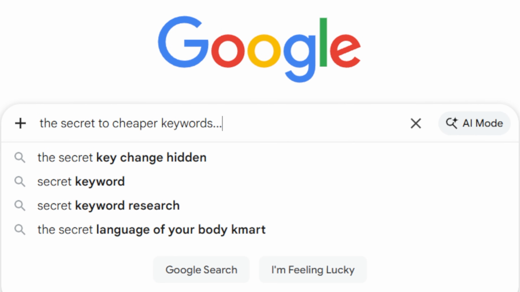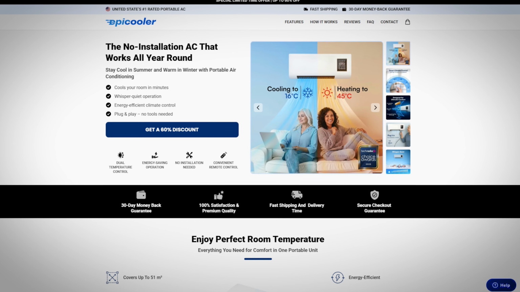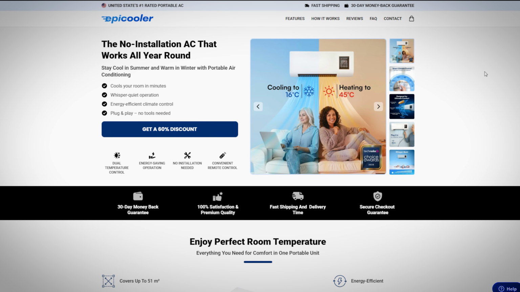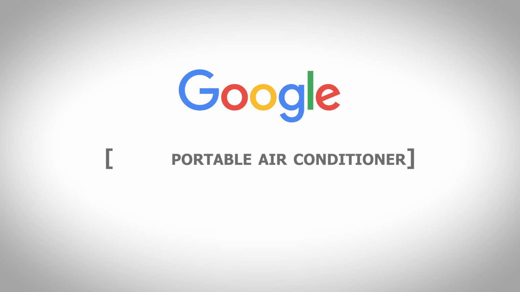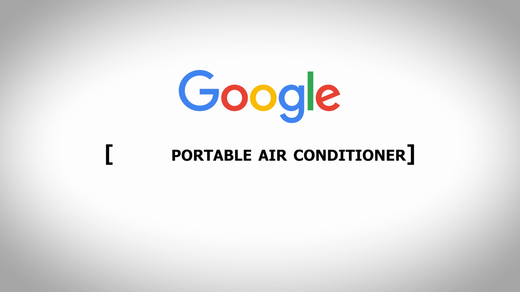The secret to cheaper keywords is to pair the category of the product with a very specific benefit that your product has to offer. Let's take a look at our example again, the portable air conditioner. One of the features that this product claims to have is a whisper quiet operation. And you know that noise is one of the factors that people take into account when purchasing an AC. So I would pair this benefit with the category of the product to get a brand new angle for a Google ad campaign. Quiet portable air conditioner.